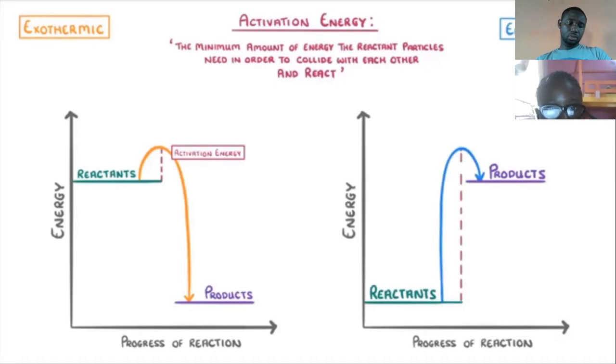This means that if we wanted to show the same reactions, but with slightly higher activation energies, then we just pick up the curve a bit higher. Whereas if we wanted to show lower activation energies, we'd just make them a bit lower.